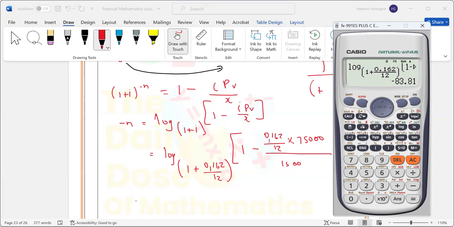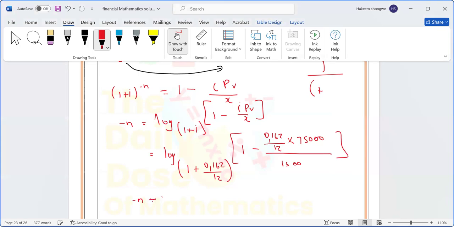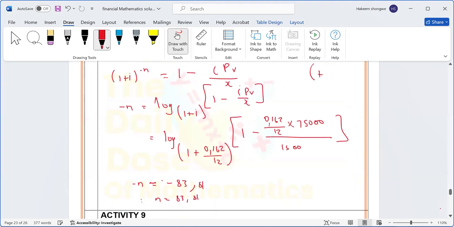So we have minus, and so automatically I can tell that it's a negative and a negative, because the answer is supposed to be positive. So I'm going to tell them that minus n is going to be minus 83.81. Therefore, n is going to be equal to 83.81. Now they ask me how many payments am I going to make? I'm going to tell them I'm going to make 84 payments. So the total number of payments that I'm going to make is going to be 84.